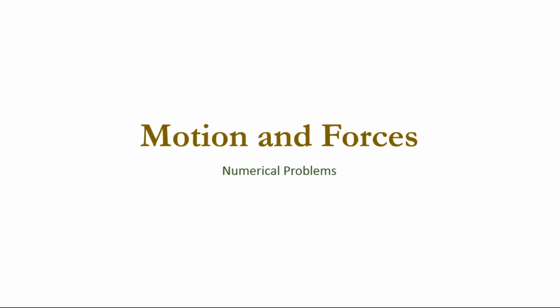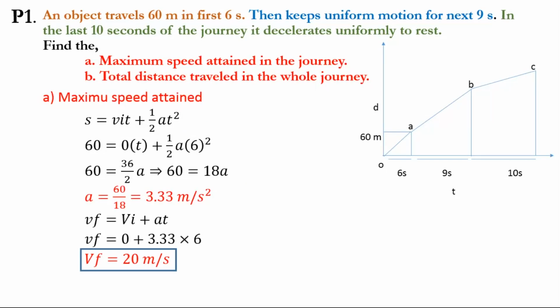Motion and forces. Chapter number 3, numerical problems. Problem number 1. An object travels 60 meters in the first 6 seconds, then keeps uniform motion for the next 9 seconds. In the last 10 seconds of the journey, it decelerates uniformly to rest. Find the maximum speed attained in the journey and the total distance traveled in the whole journey.